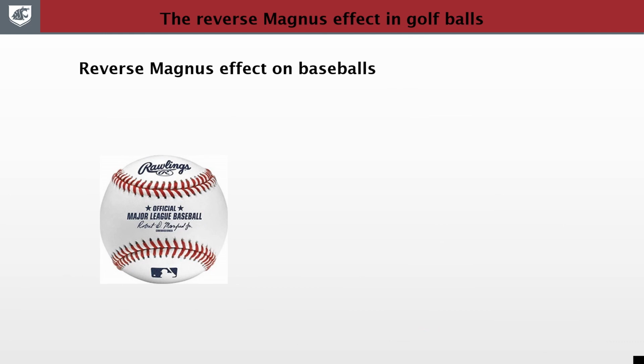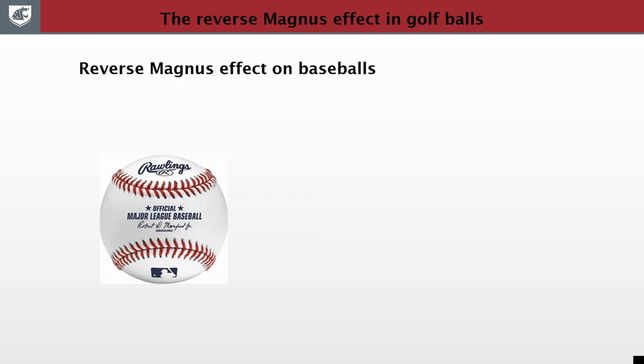We have shown that the reverse Magnus effect exists with three different golf ball models with different dimple geometries. We wondered if it occurs on other sports balls. Given our lab's history with baseball, we wanted to see if it had a reverse Magnus effect. The answer is not entirely obvious.